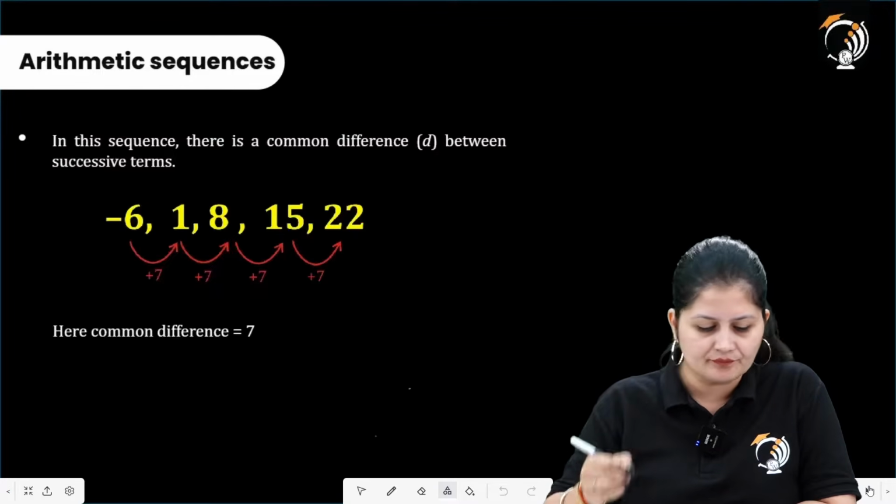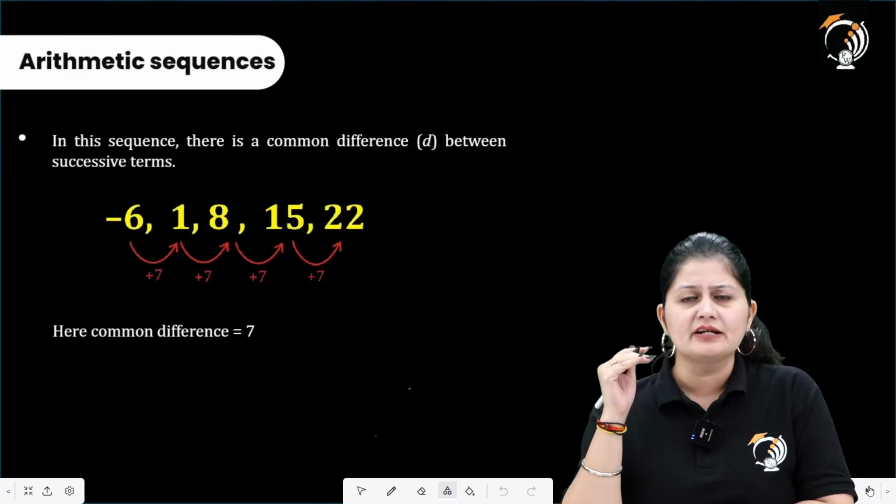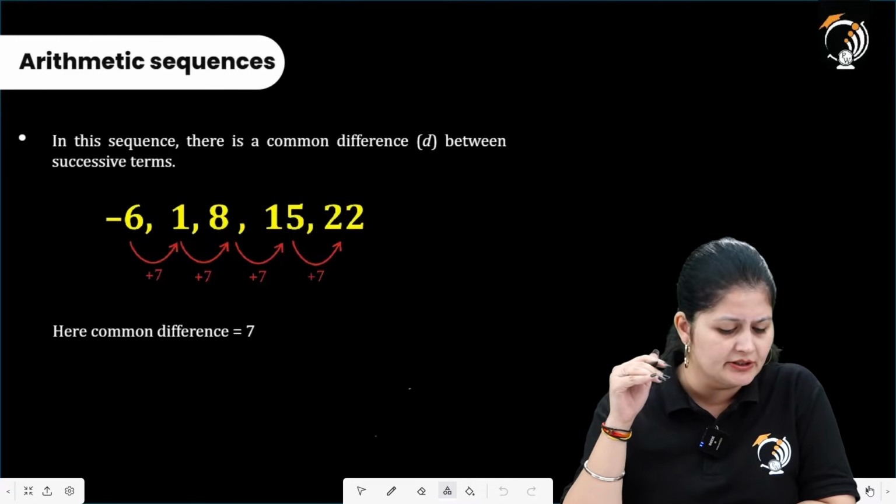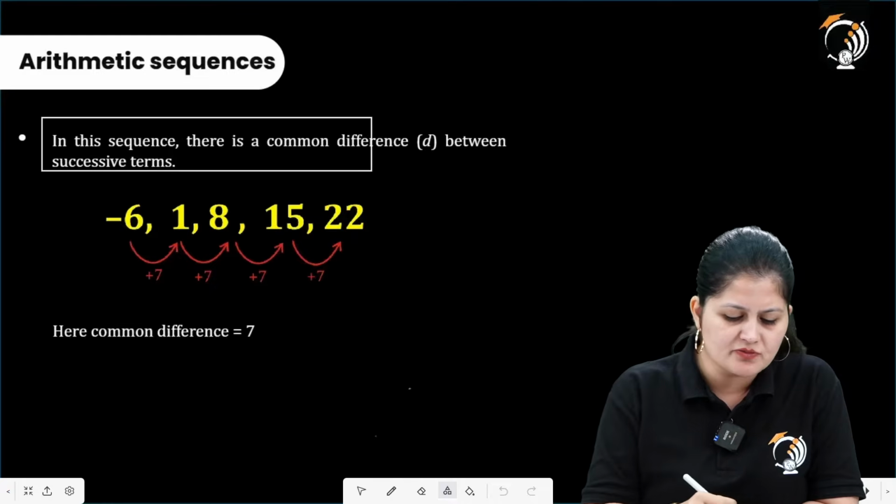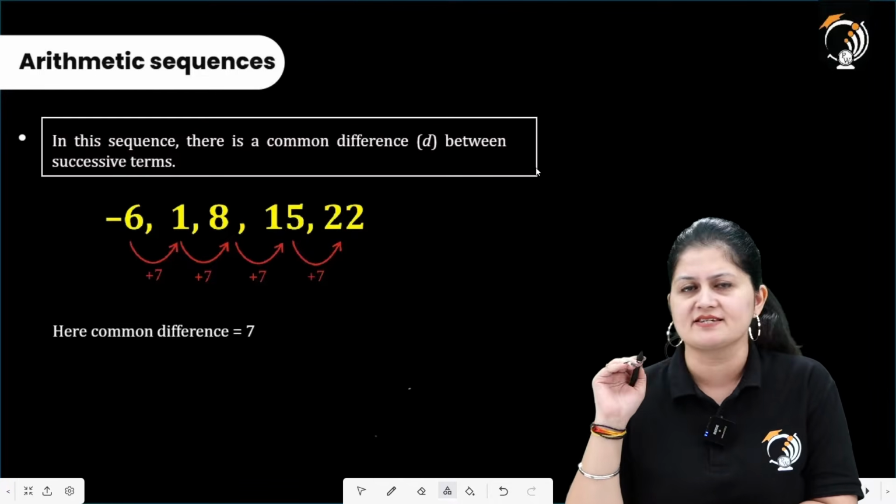Further, let us talk about the arithmetic sequences that we are going to learn here. In this sequence, if we observe, there is a common difference between the successive terms.